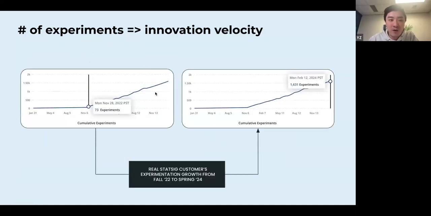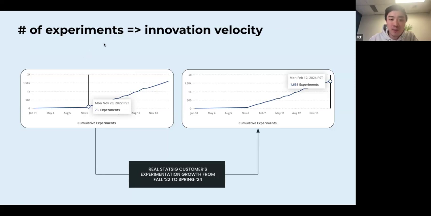And this is from one of our customers. When they adopted Statsig, at the start, the whole company was running 73 experiments. And after, I think a little bit more than a year, it increased to over 1,600 experiments. So that is scalable experimentation at play in reality.